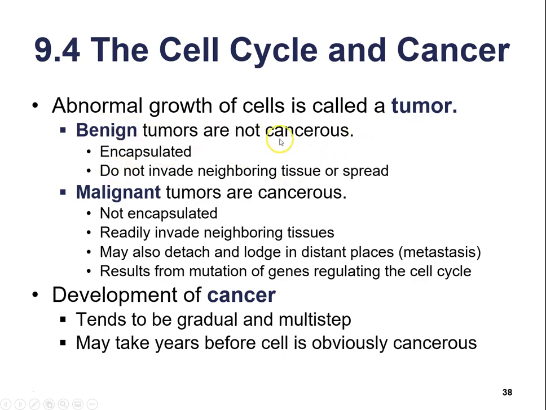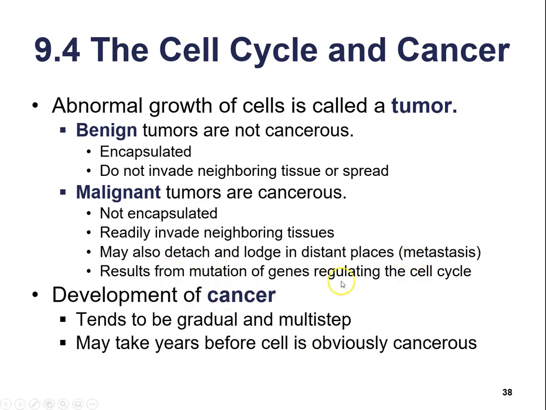You can have benign tumors that are not cancerous. So these stay encapsulated. They don't invade neighboring tissue or spread. However, if we're going to talk about a malignant tumor, those are cancerous, not encapsulated. Those cells will readily move into a neighboring tissue and then can also get into either lymphatic vessels or blood vessels, and then they can go to very distant places in the body. That's when you're in trouble. And we call that metastasis.